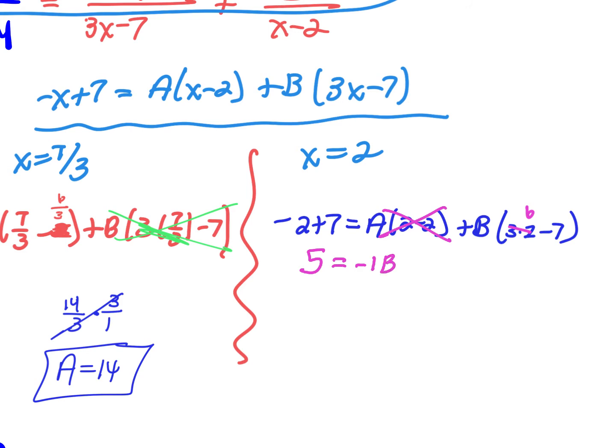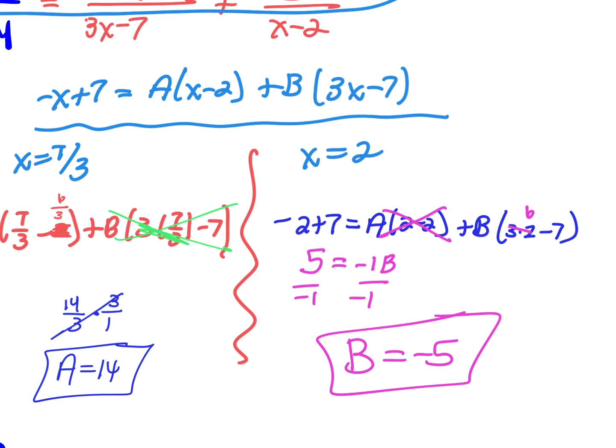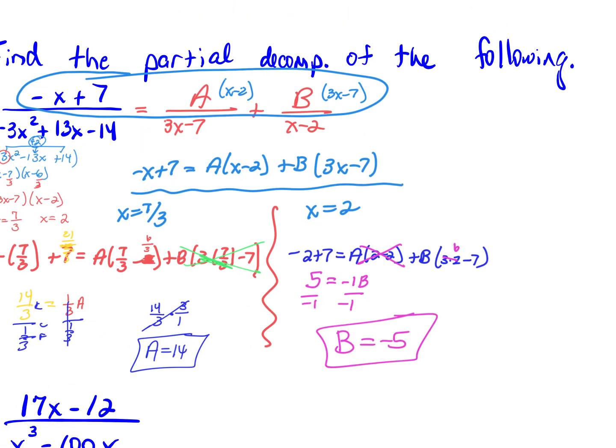Yeah. Now what do we do? Divide both sides by -1. So what is your B value? -5. All right, am I done? No. My final answer needs to be written with my A and my B plugged into that first step.